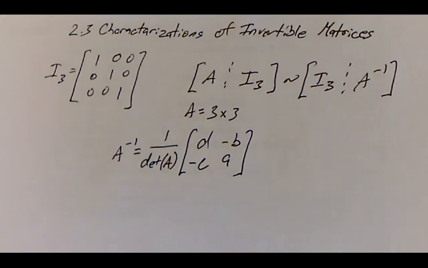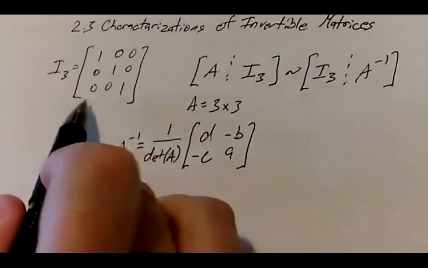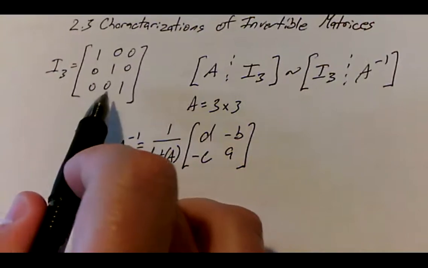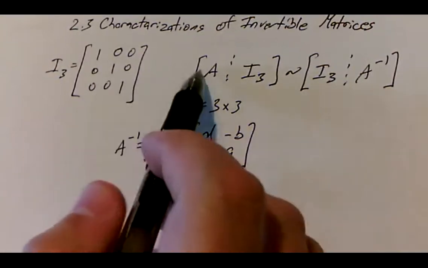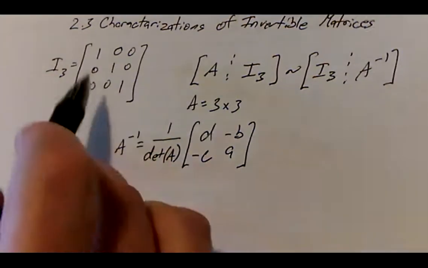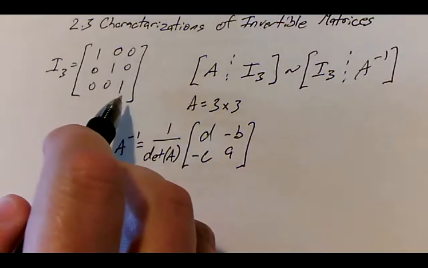Okay. And we also talked last time about how the columns are independent because the columns of the identity are independent. So if it row reduces that way, then I know that the original columns of A were independent. Okay, I have a pivot in every row and a pivot in every column.